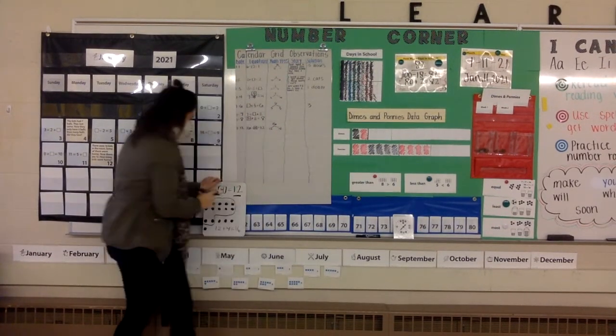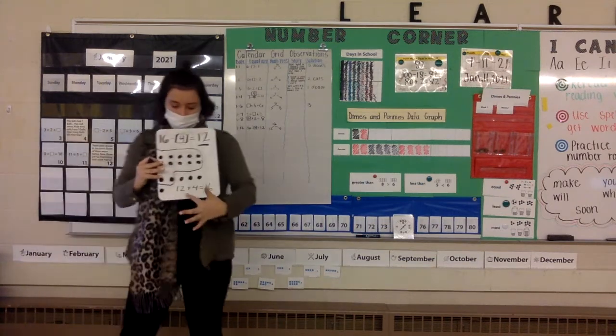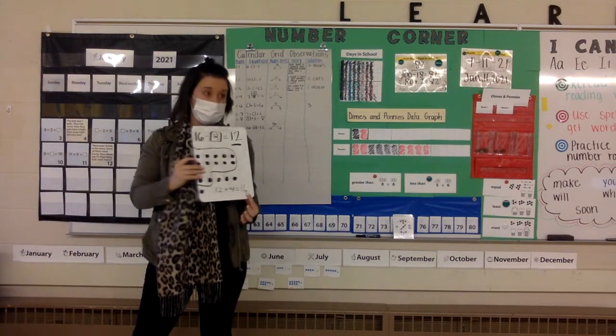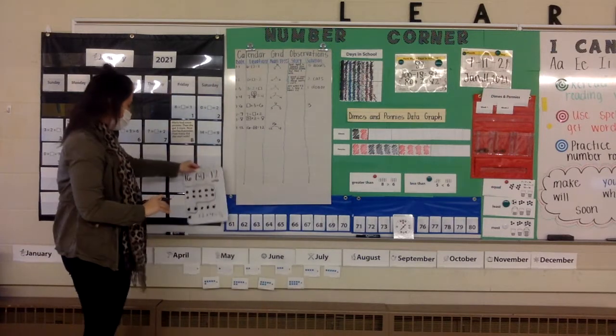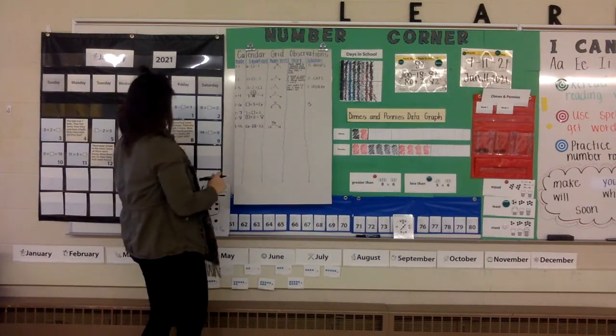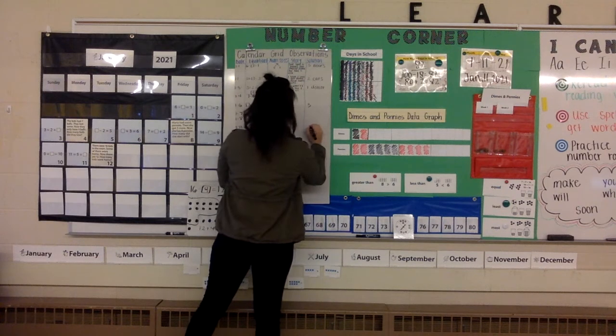4, because we already proved that 12 plus 4 equals 16. Good job. And our answer, we have our story problem. Our answer we know is 4.